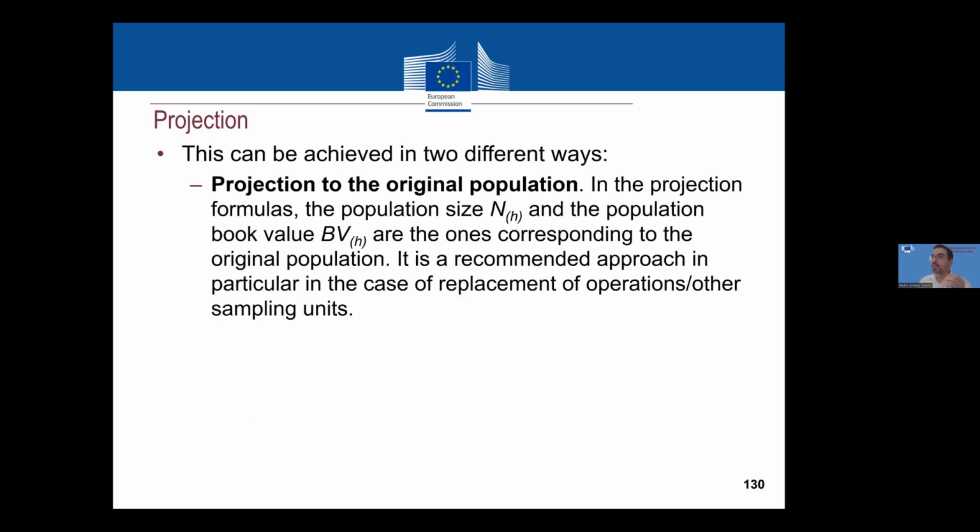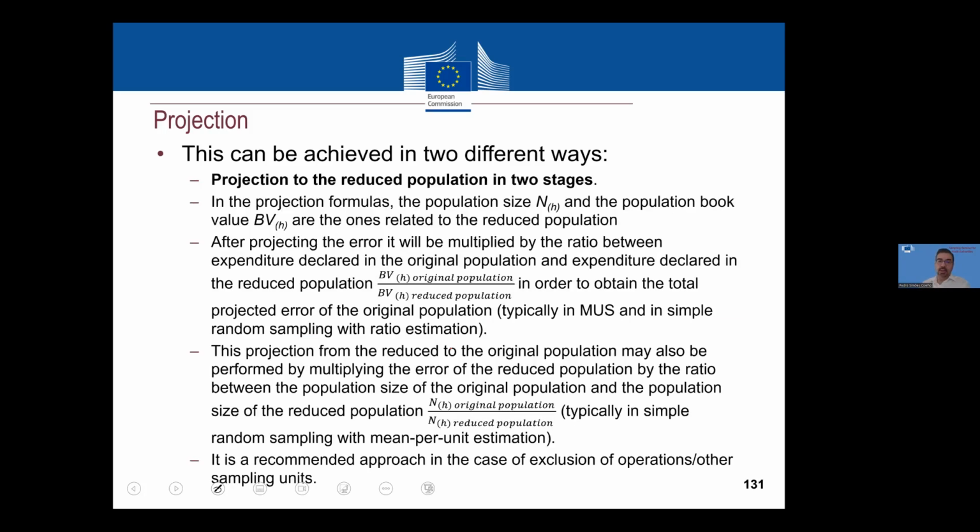Now, how do we project the errors for the enlarged population? Well, very simple. When you project the errors, in the formulas for projecting the errors, the population size, capital N, and the population book value, what we represent by BV, are the ones corresponding to the original population. So it's very important that when you project the errors, you consider the parameters of the original population. This is the customary approach if you are using the replacement approach. Why? Because if you are using the replacement approach, all the operations are included in the file of the population, and automatically, even if you are using some kind of software, the software will consider the whole population, including the whole book value and the whole population size. If you are using the exclusion approach, your file from where you are selecting your operations is the file of the reduced population.